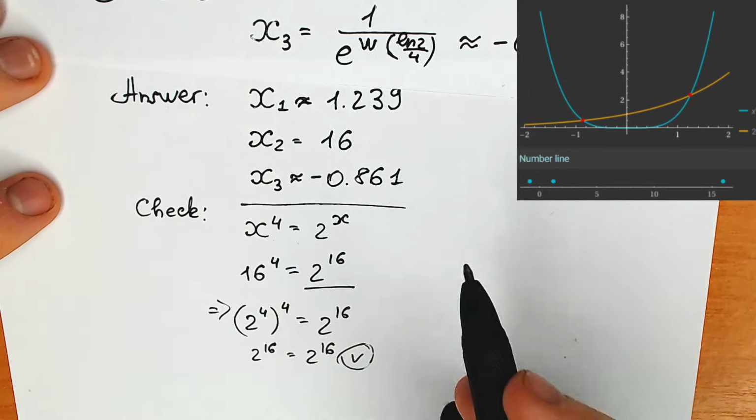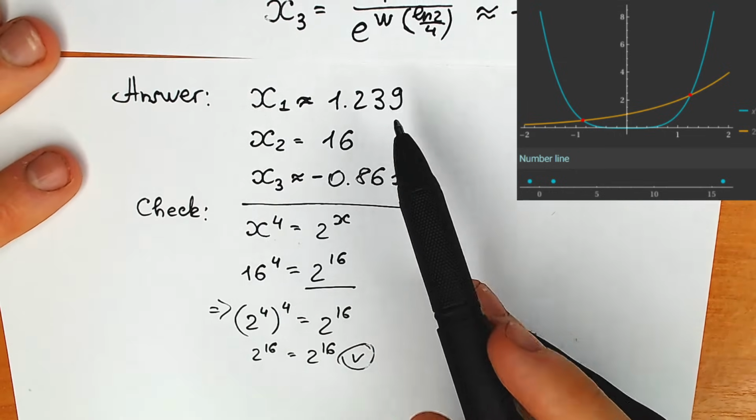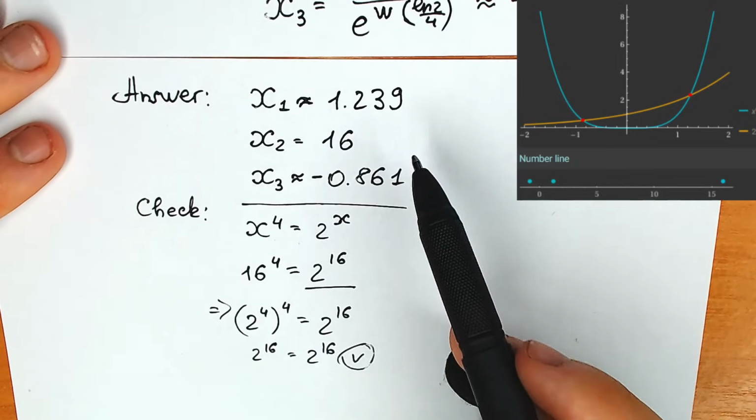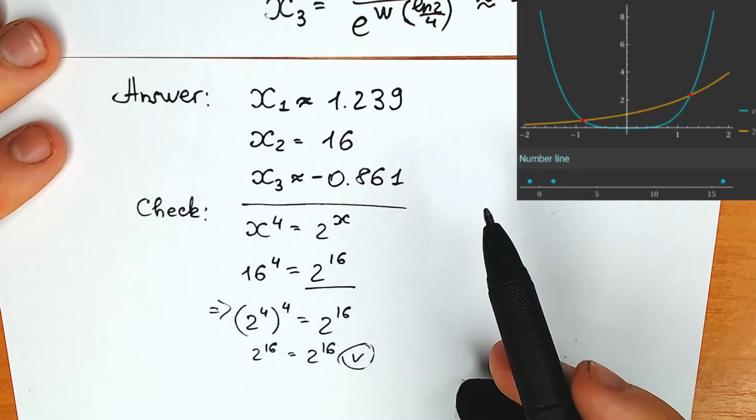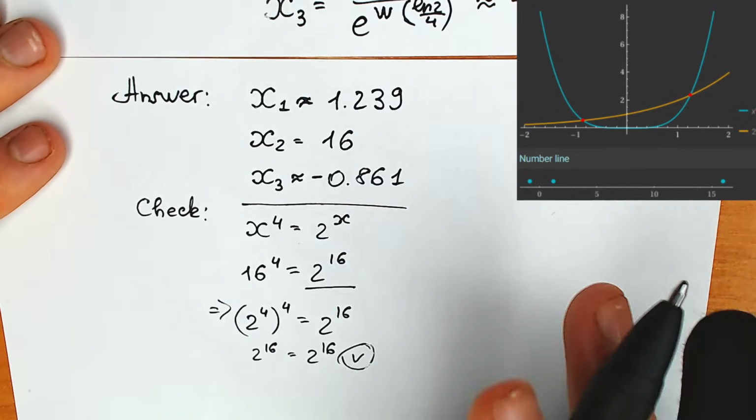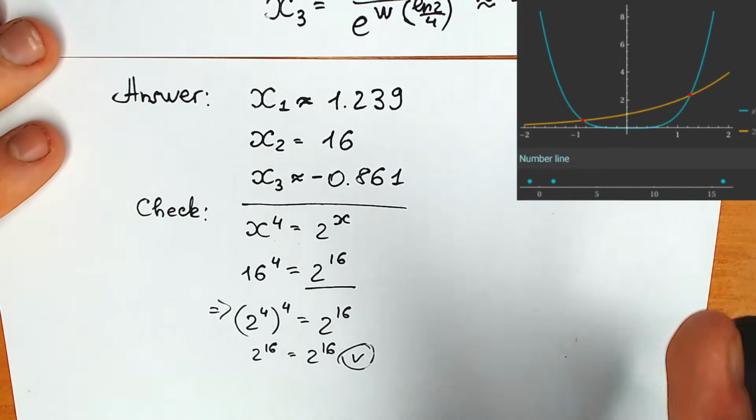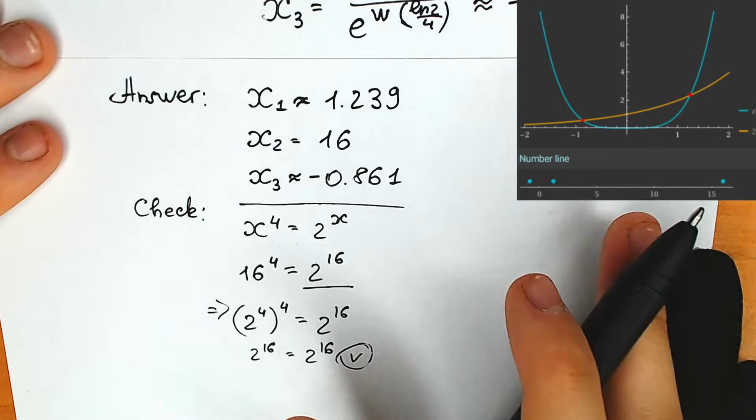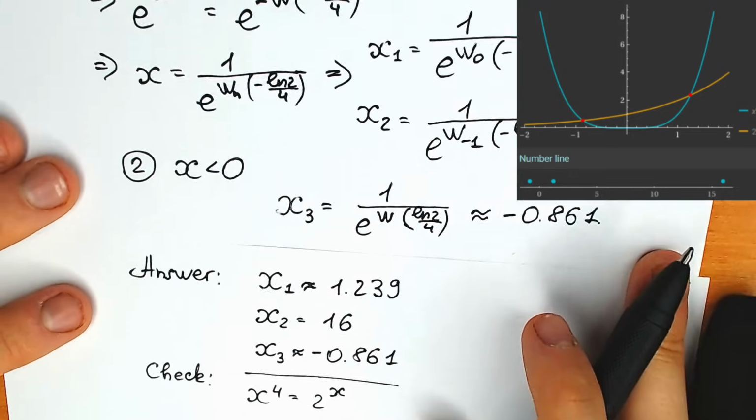This one I can't check because we have a decimal value. So if you want, you can easily check it with your calculator. I really hope you understand it. You already saw a graph. You see this point of intersection, so I really hope you understand my solution.